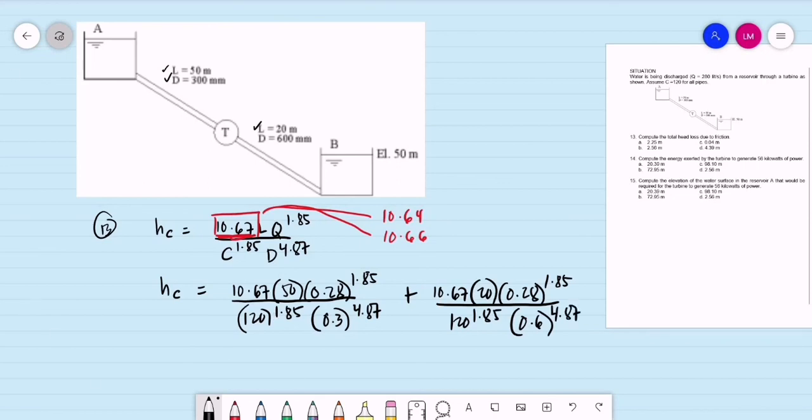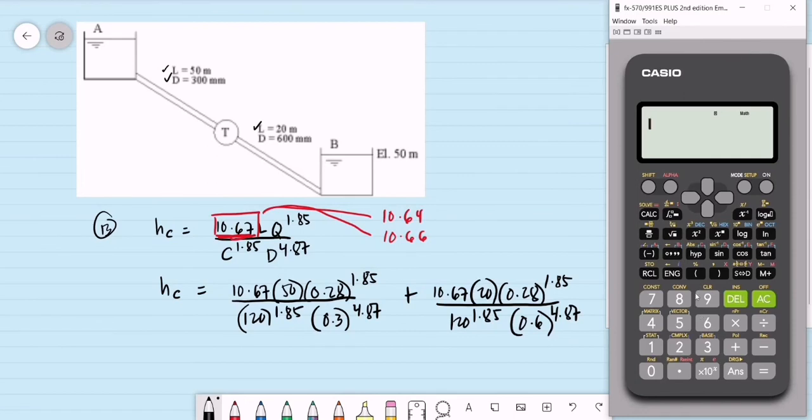Okay, so computing for the total head loss, the head loss due to friction. This is 10.67 multiplied by 50, multiplied by 0.28. This is raised to 1.85, divided by 120 raised to 1.85. Pipe diameter nung una is 300 mm, 0.3 raised to 4.87. Okay, yun yung una.